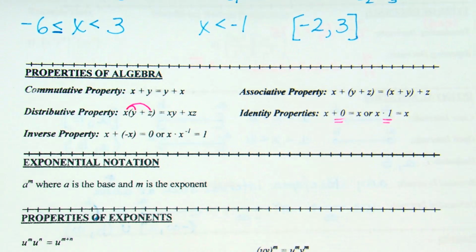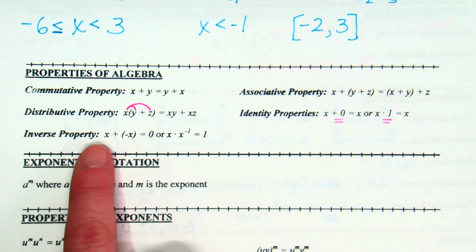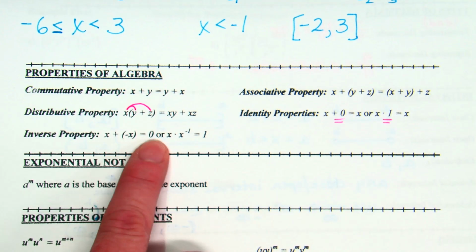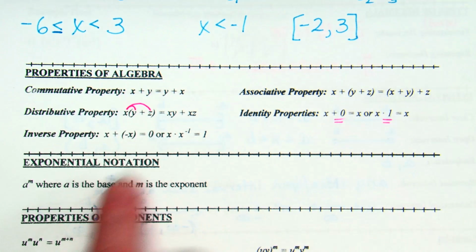And then the inverse property is how do I get the identity? So in adding, the identity is 0. How do I take x and get 0? Well, you take x and you add the opposite of x, the negative of x, and you get 0. So a number plus its opposite equals 0.